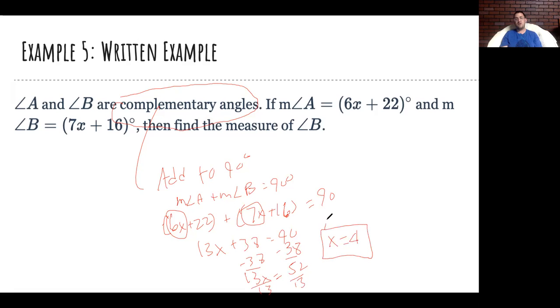Now, if you stopped here on your mastery and you have this as your shown work, you would get most of the credit, but not all of the credit, because it's asking us to find the measure of angle B. So we do know that the measure of angle B equals 7x plus 16. So I'm just going to put in my x. So I got 28 plus 16. So that is equal to 44 degrees.